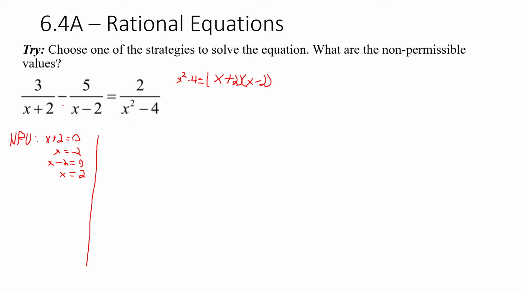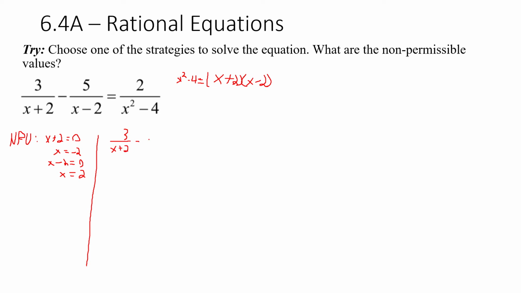So we could multiply everything by x plus 2, x minus 2 like the last one, but let me go with a different strategy. I'm going to use fraction equivalency. I'm going to find the lowest common denominator between these two, and if I find the lowest common denominator between these two, I'll be able to combine them. So let's do that. Let's just work with that left side for now.